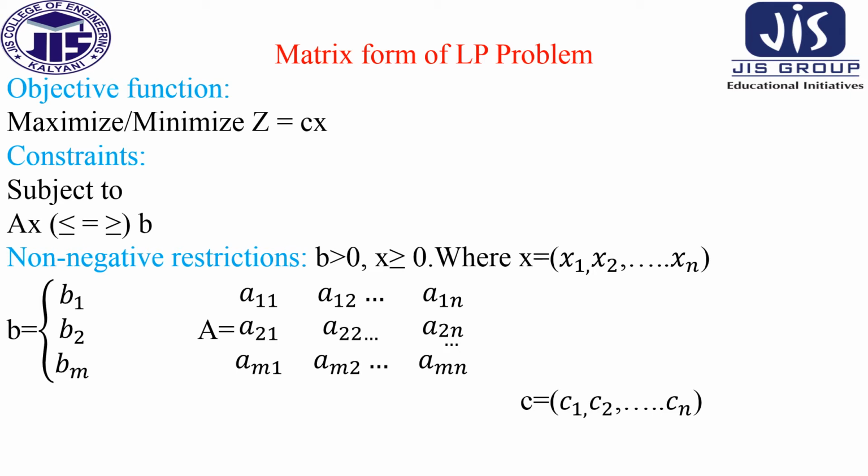So what is C? C is one row vector basically. So this is C1, C2 up to Cn. That is, these are the coefficients of the n decision variables, where x also varies from x1, x2 up to xn. Okay, then what is the constant part? Ax less than or equal to, or greater than or equal to, b.